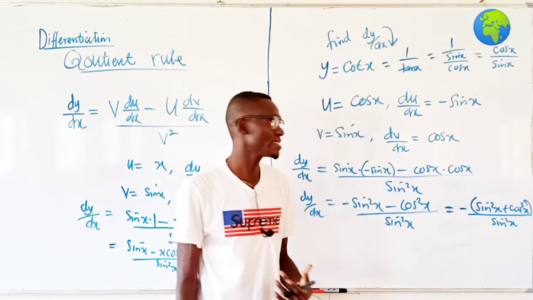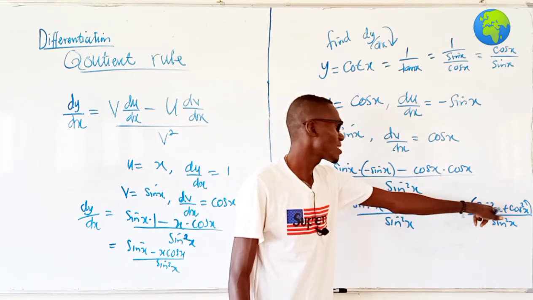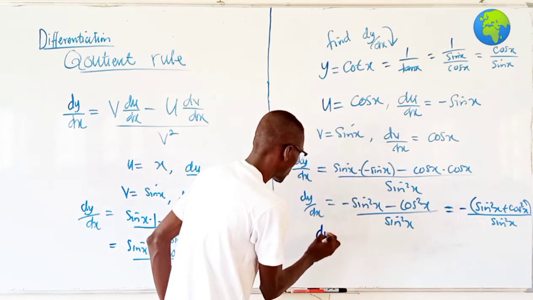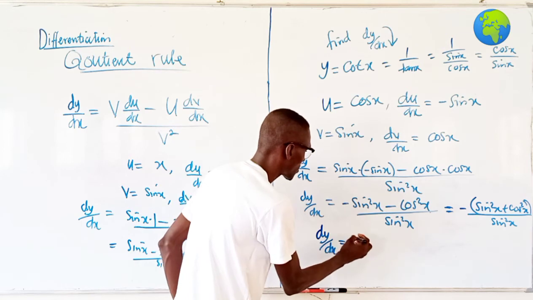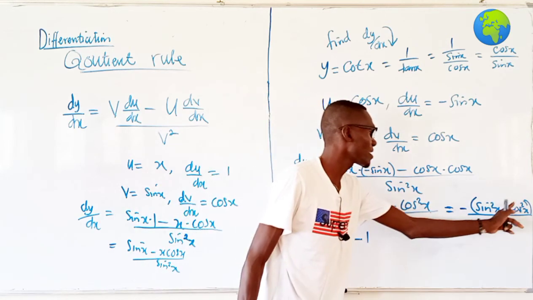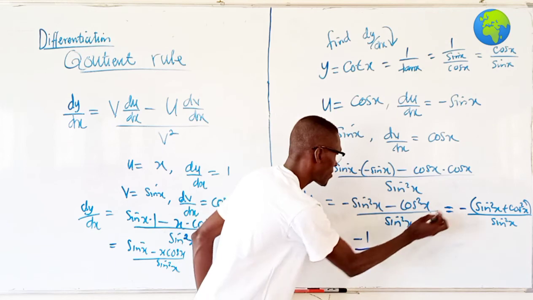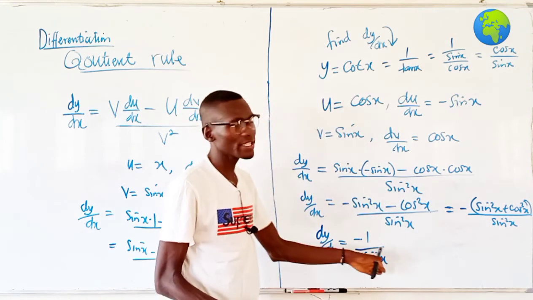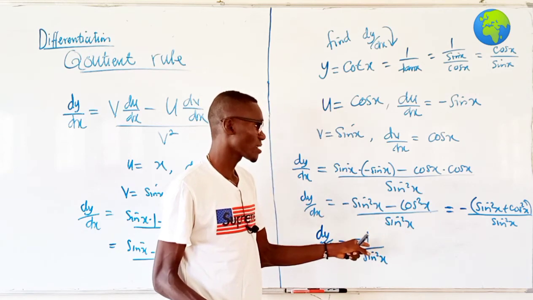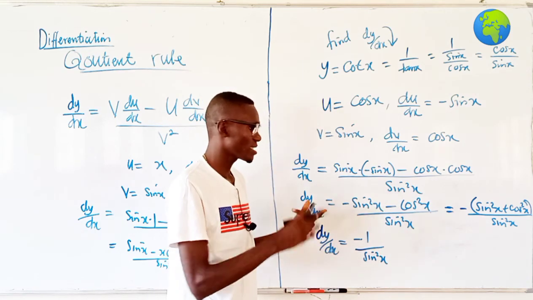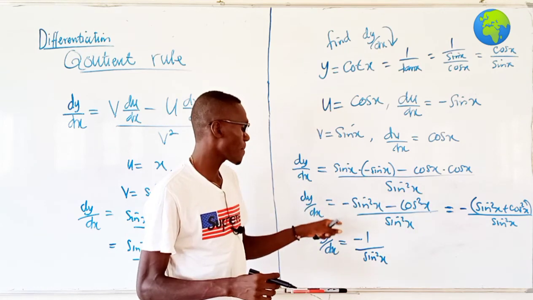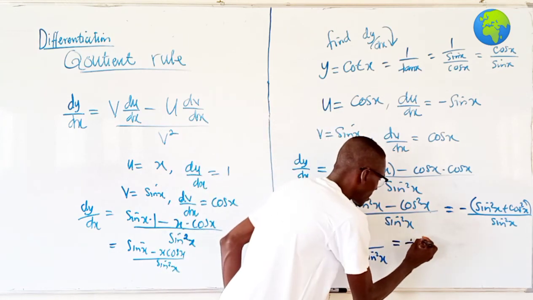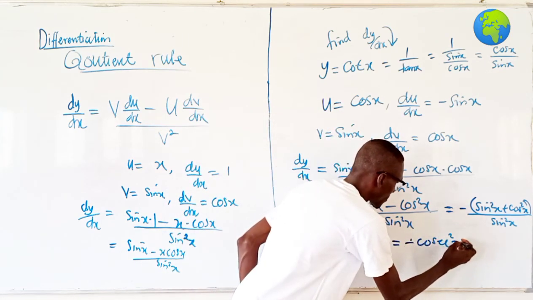But we have an identity of trigonometry that says sine squared x plus cos squared x is 1. So dy/dx equals minus 1, because the whole bracket is just 1, over sine squared x. You can stop here, but there's also an identity for 1 over sine. 1 over sine we said is cosec, isn't it? So 1 over sine squared gives minus cosec squared x.